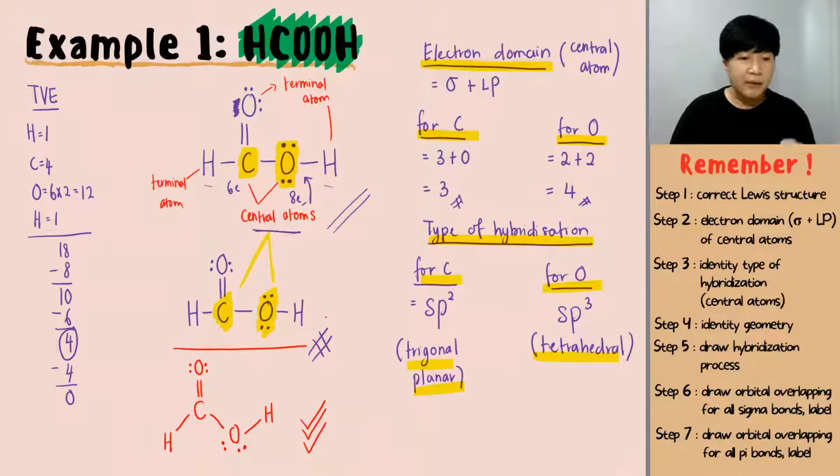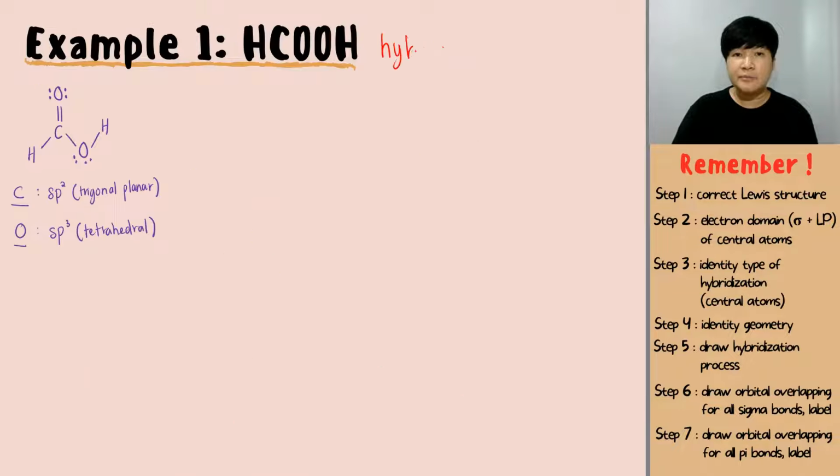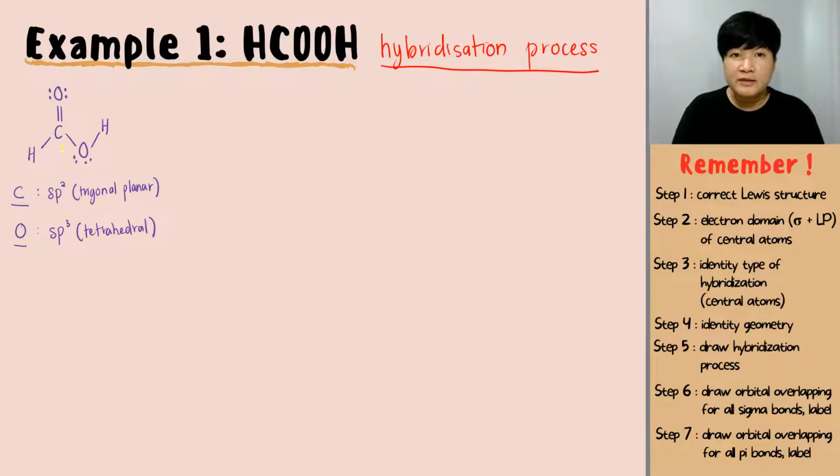Okay? And by using this correct Lewis structure, the electron domain, the type of hybridization, and the geometry, we then move on to your hybridization process. Bear that in mind, the hybridization process is always for the central atom. And since we have 2 central atoms over here, we need to show the hybridization process for both of this central atom. Alright? And guys, in the previous video, before the hybridization process, we have extra one more step.